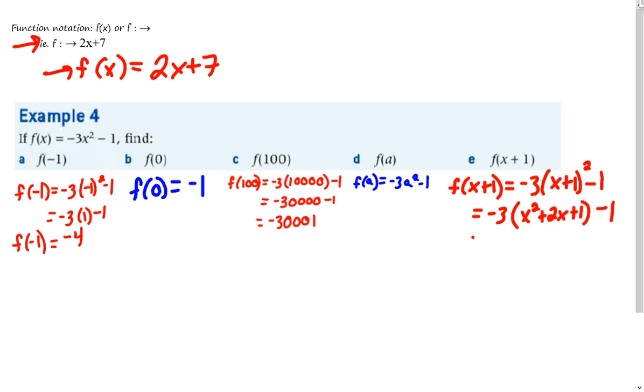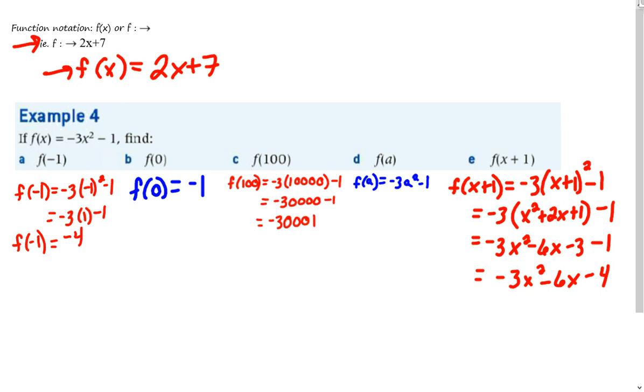And then hopefully you're remembering you multiply next, so it's negative 3x squared minus 6x minus 3 minus 1. And that's negative 3x squared minus 6x minus 4. Really common to lose this minus 1 at the end after you do this expansion, so be careful. Make sure that you have everything there.